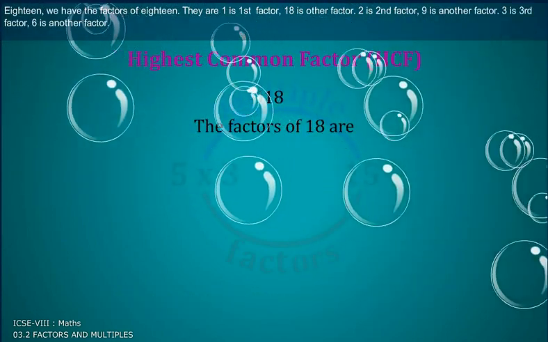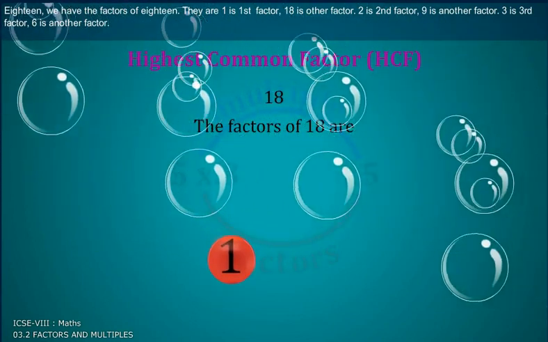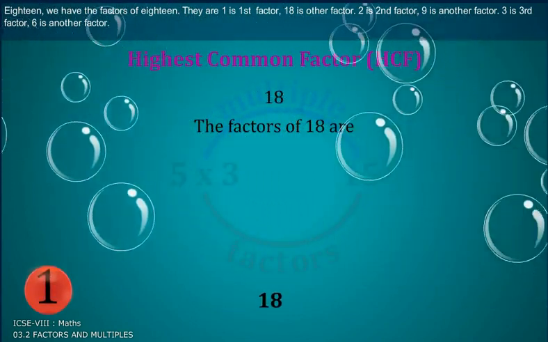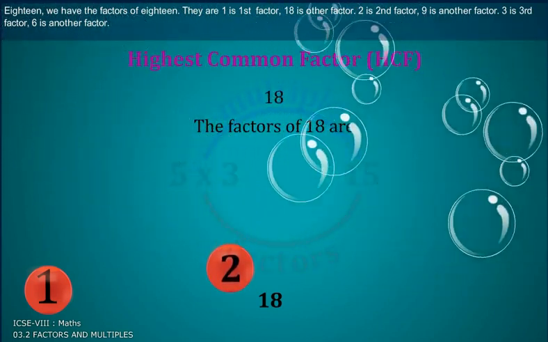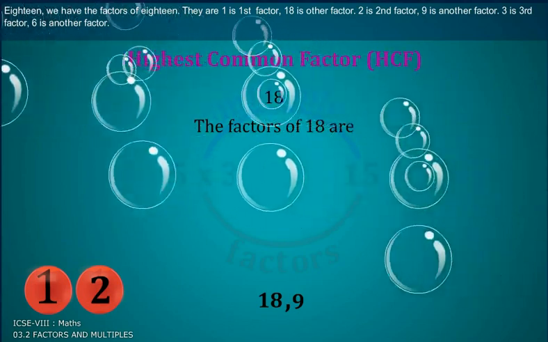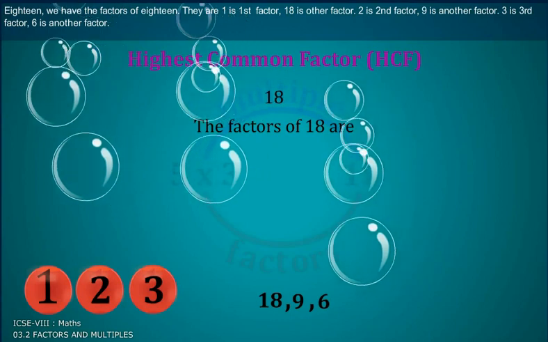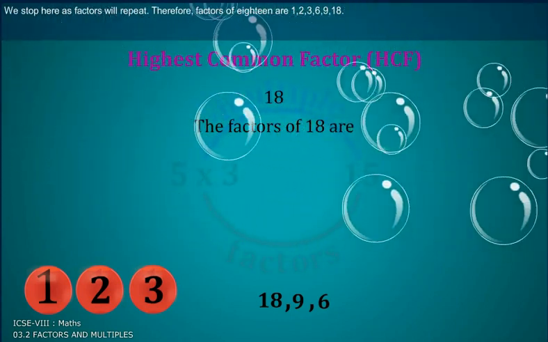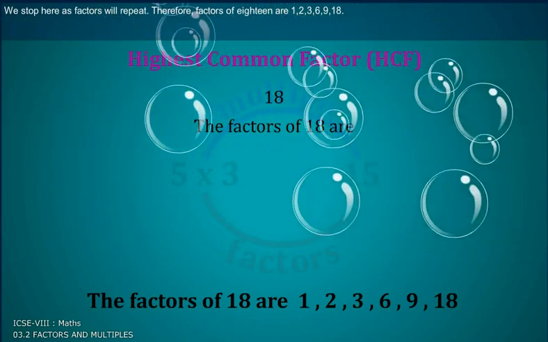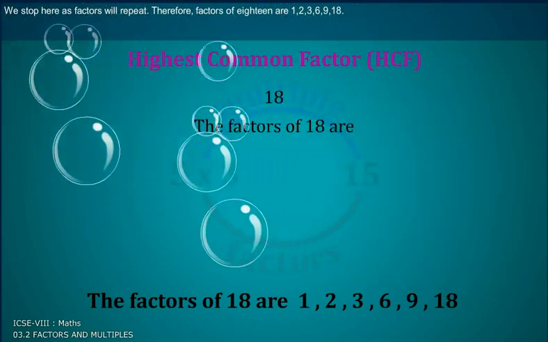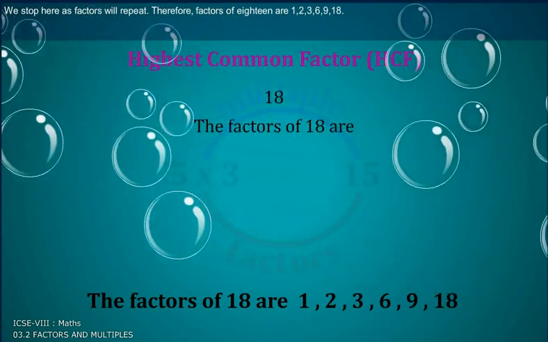18. We have the factors of 18. They are: 1 is the first factor. 18 is the other factor. 2 is the second factor. 9 is another factor. 3 is the third factor. 6 is another factor. We stop here as the factors will repeat. Therefore, factors of 18 are 1, 2, 3, 6, 9 and 18.